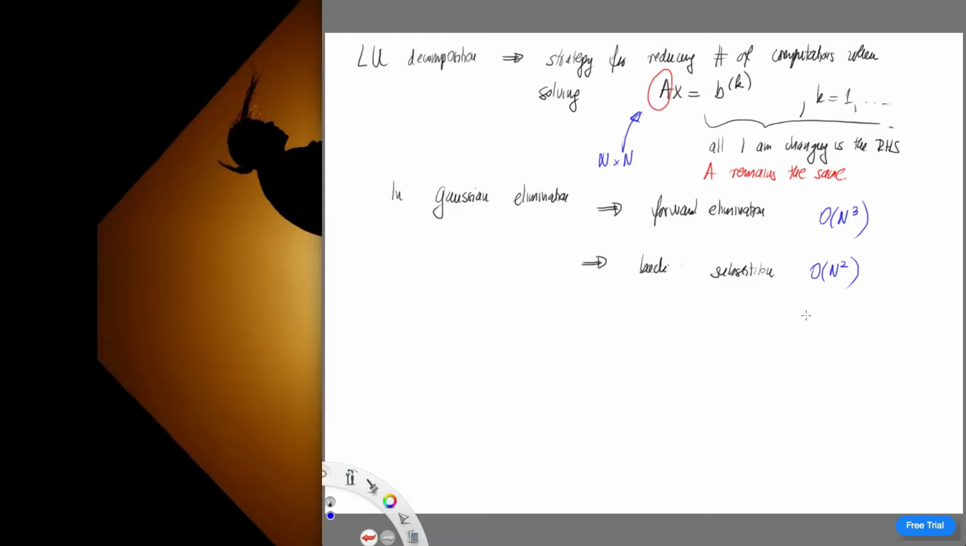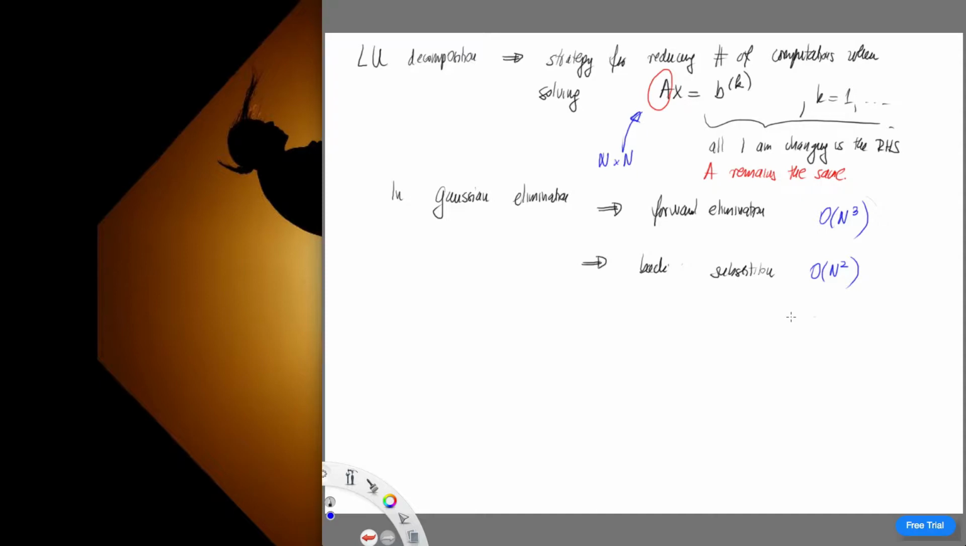And more importantly, if my number of unknowns changes from n to 10n, this goes up 1,000 times, not 10 times, but 1,000 times. If the number of unknowns that I'm looking for goes up by 10 times, this will go up 1,000 times, and this will go up 100 times. So that's a big deal.